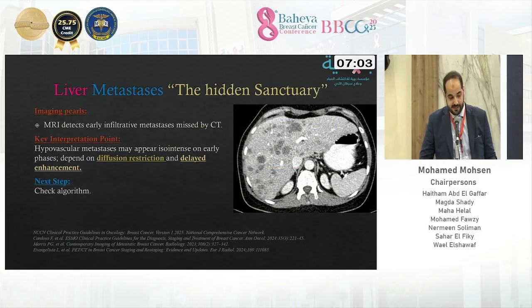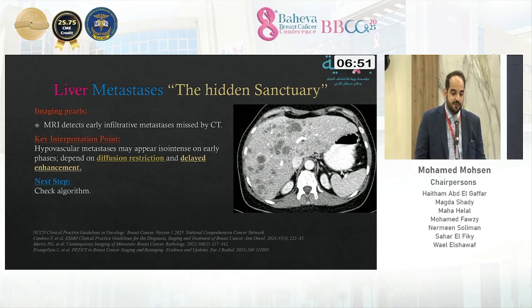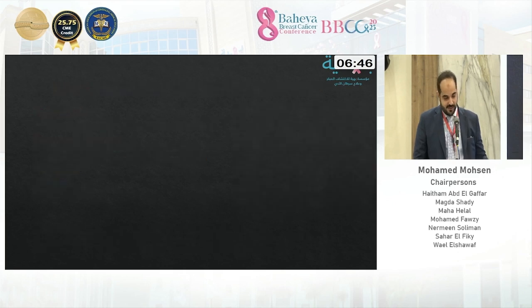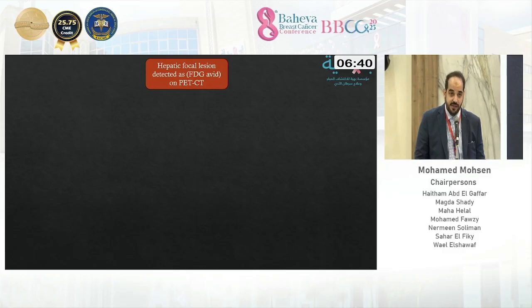For liver metastases, MRI detects early infiltrative metastases missed by CT. The key interpretation point here is that hypovascular metastases may appear isointense on early phases, so interpretation should depend on diffusion restriction and delayed enhancement. We should apply this algorithm to a common clinical scenario where a hepatic focal lesion is detected as FDG-avid on PET-CT. What to do next?